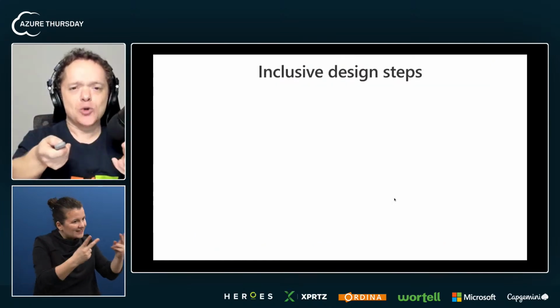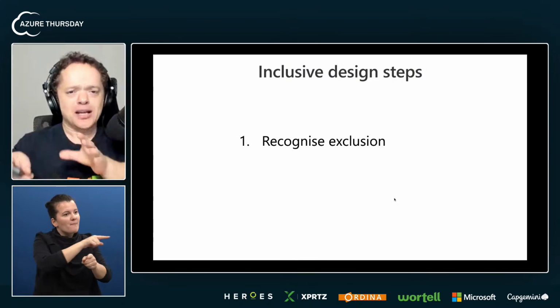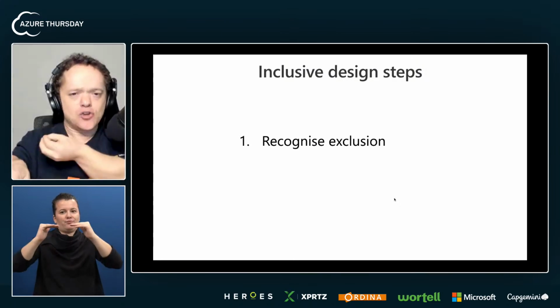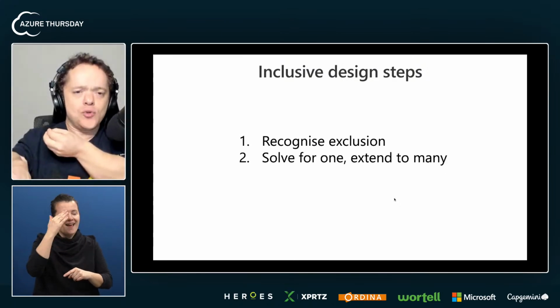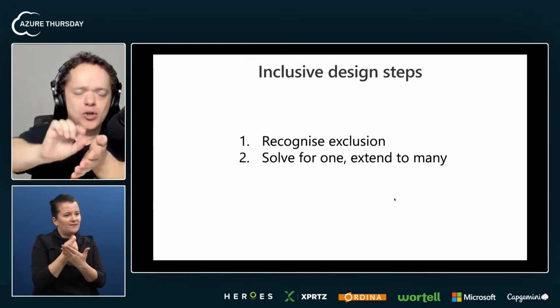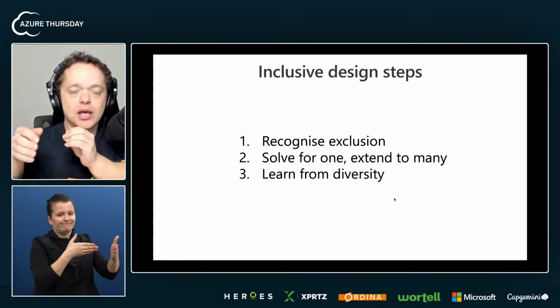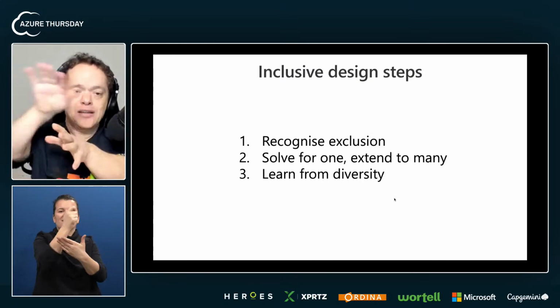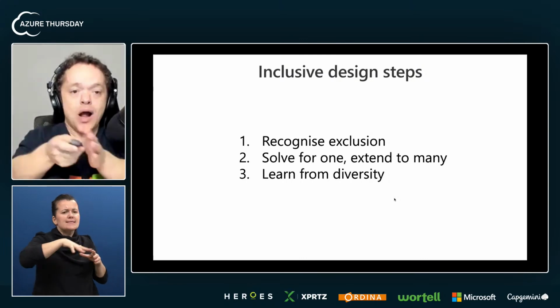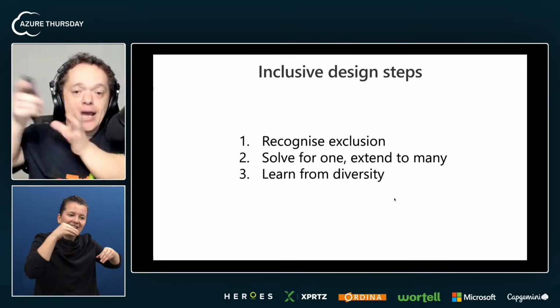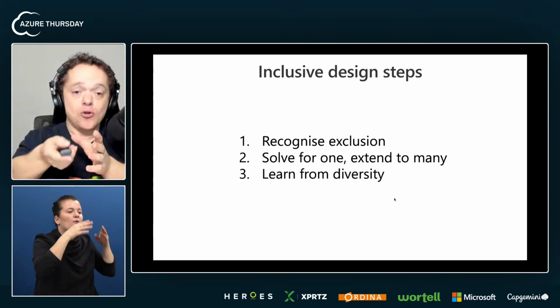And you start to look at inclusive design. Now, inclusive design is: recognize exclusion. Understand that you're excluding Ron. Then once you do that, you can solve for one, extend to many. I'm going to give you an example very soon on how to do that. And finally, learn from diversity. Have diverse teams. Learn and understand how and why you're limited by your bias, and also use your persona spectrum.